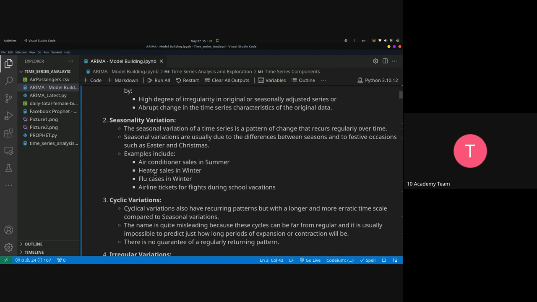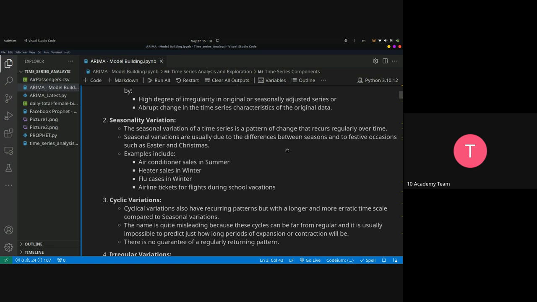The other one is seasonal variation, which means the series changes over time, but it repeats itself regularly, right? It might be a daily seasonal variation, or it might be weekly or monthly, but it has to be regular. The recurrence or the repetition of that pattern is regular, right? So seasonal variations are usually due to differences between seasons and festive occasions such as Easter and Christmas, right?